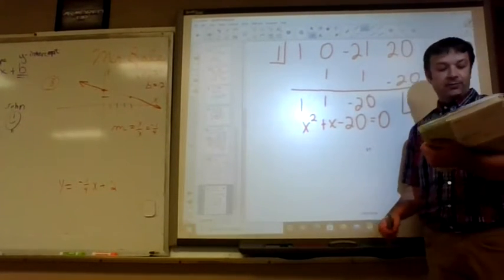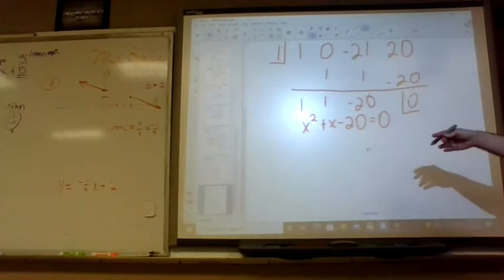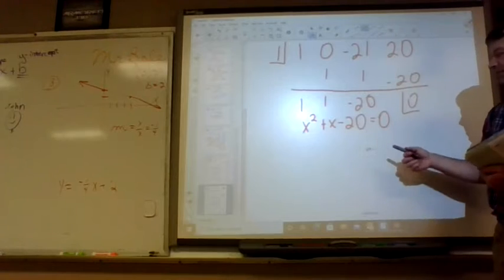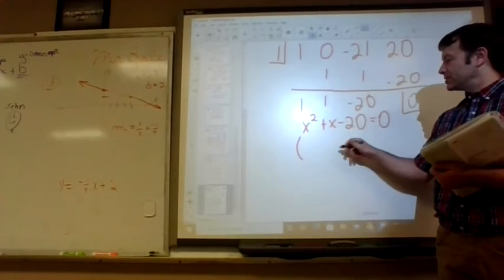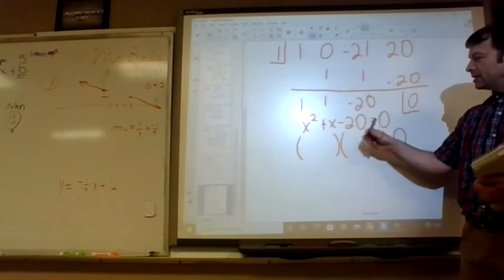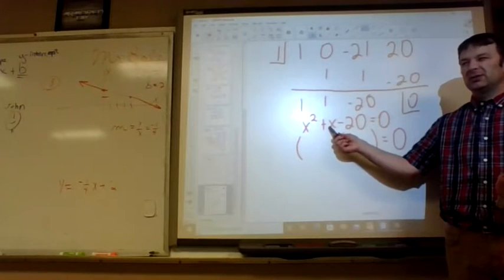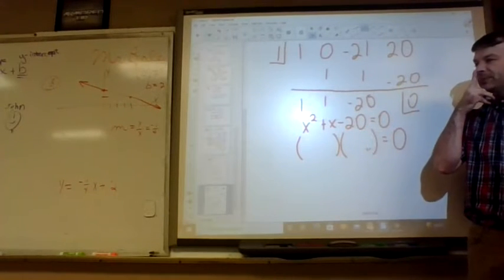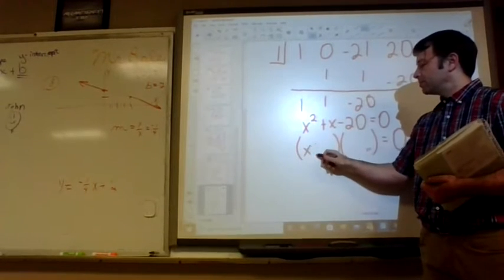All of these should factor, by the way, on 17 through 24. If they didn't factor, you'd have to use the quadratic formula, but it looks like they all do. So the question is, what goes into negative 20 that could add up to 1? What multiplies into negative 20? 5 and negative 4.